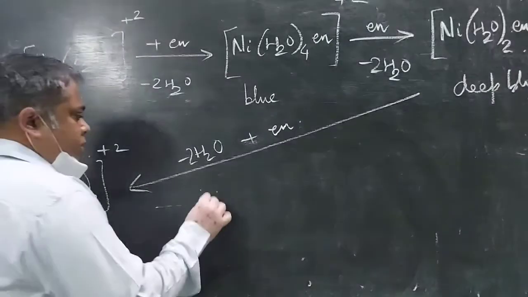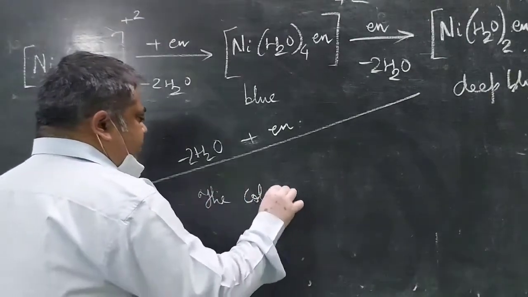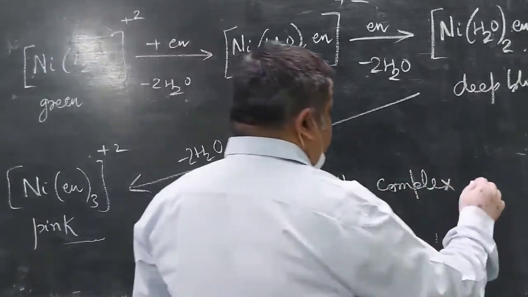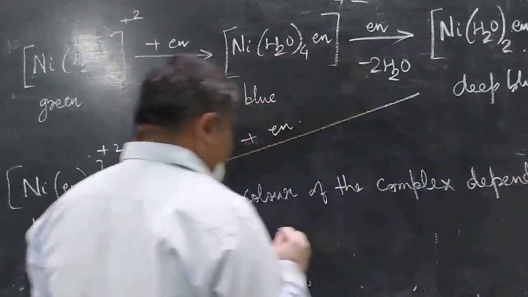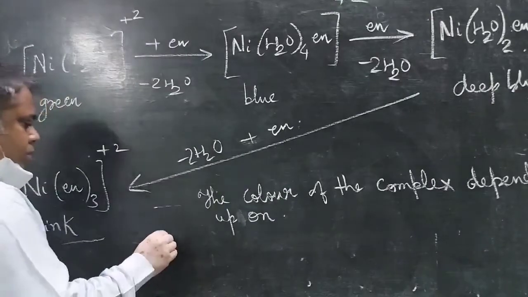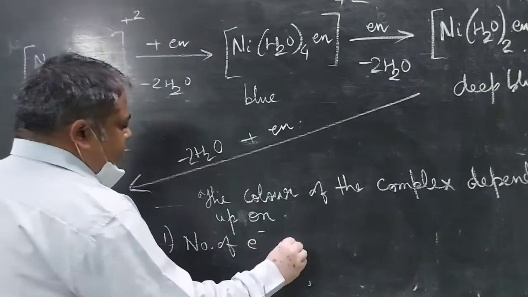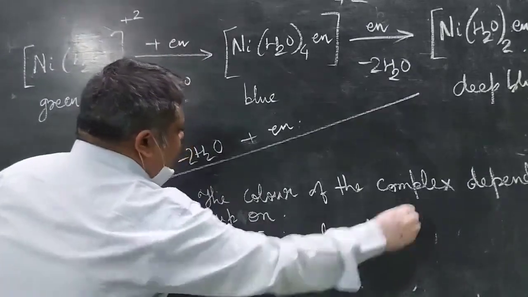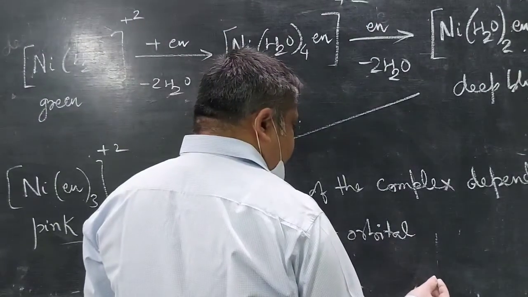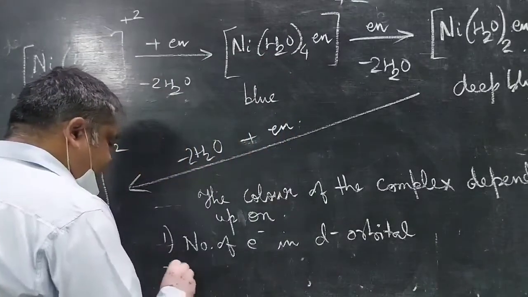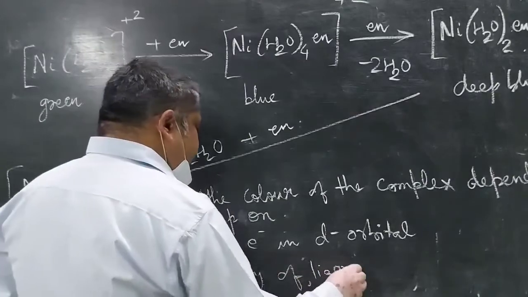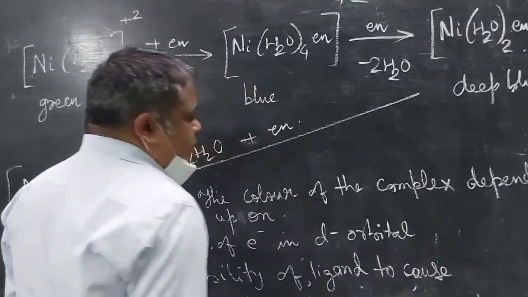So, the color of the complex depends upon the number of electrons in d orbital, and the ability of the ligand to cause crystal field splitting.